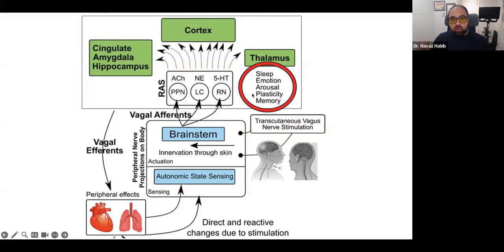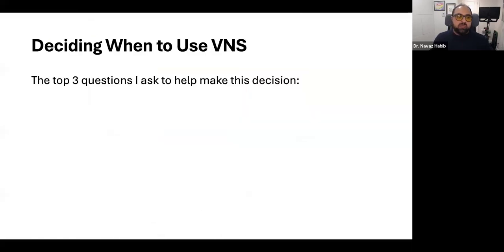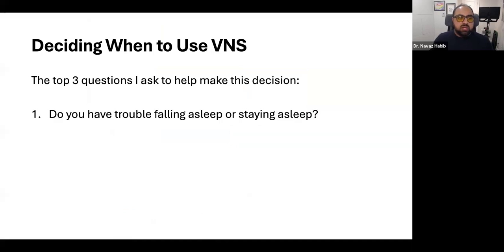And this is where I want to talk about where to decide to use vagus nerve stimulation, because these are the areas that are most commonly affected and most improved when we're working with our patients and using vagus nerve stimulation. So here are the top 3 questions that I ask when I'm deciding what to use to help make this decision. Number 1, do you have trouble falling asleep or staying asleep? Okay, very important question to note. Sleep is going to be number 1. When sleep is dysregulated, that's my number 1 deciding factor to use it.